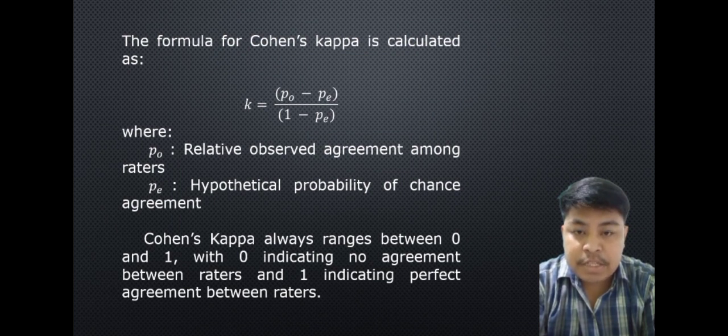The formula for Cohen's kappa is calculated as K is equal to the quantity of P sub O minus P sub E over the quantity of 1 minus P sub E, where P sub O is the relative observed agreement among raters, and P sub E is the hypothetical probability of chance agreement. Cohen's kappa always ranges between 0 and 1, with 0 indicating no agreement between raters, and 1 indicating perfect agreement between raters.